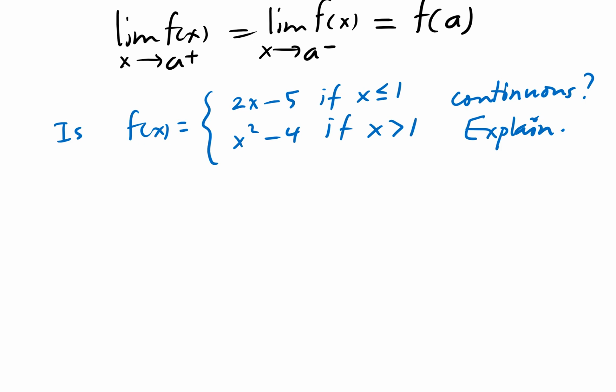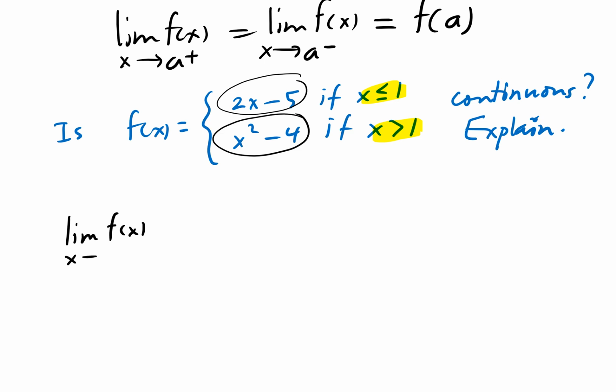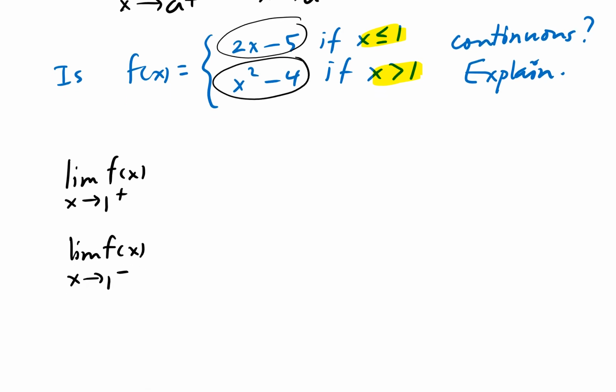Well, usually the key point here is to look at the conditions at 1. So we need to see if, because this is a straight line, it's continuous everywhere. This is a parabola, the U shape, continuous everywhere. But what happens at x equals 1? That's what we need to check. So we find the limit of f of x as x approaches 1 from the right side, the limit of f of x as x approaches 1 from the left side, and then we find f of 1. See what we get.